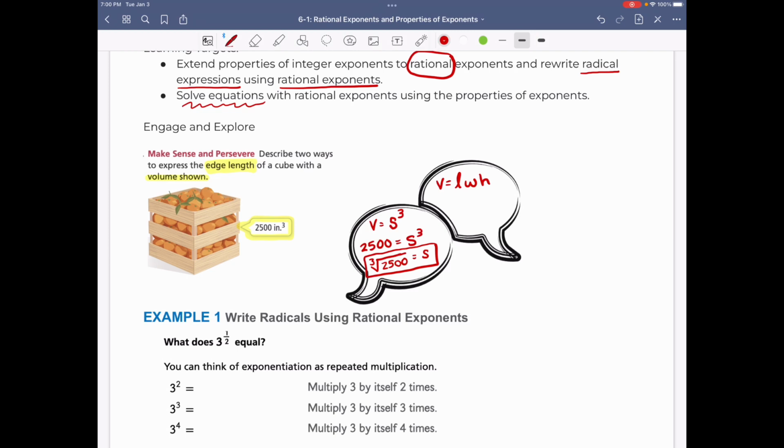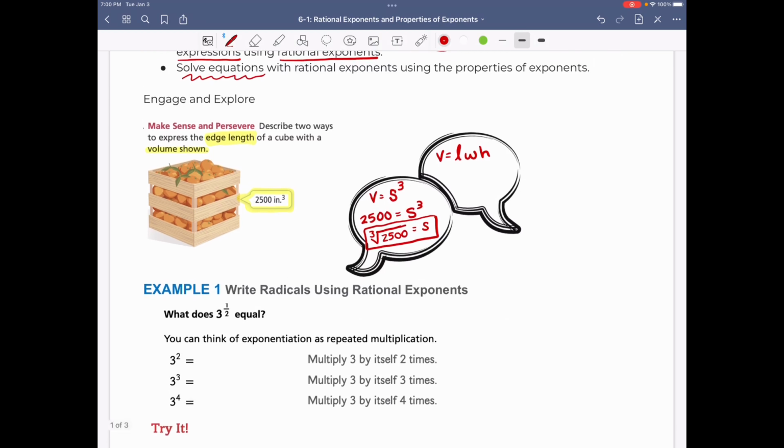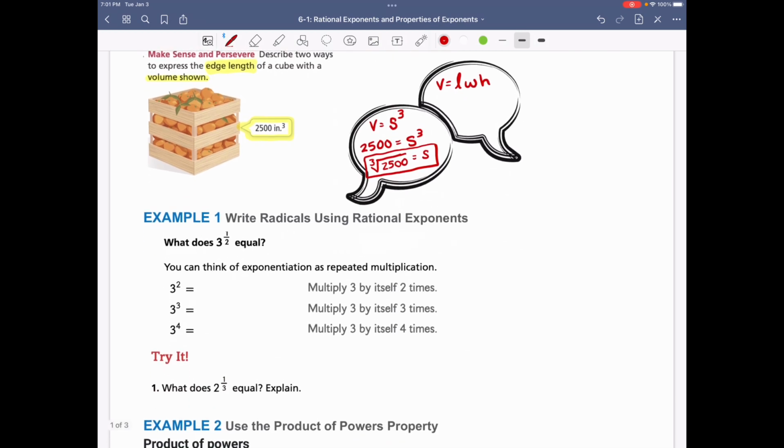And then length times width times height, we can't really solve for length times width times height unless you know that the length, width, and height are the same thing, which would bring us back to the original way that we had. Okay. Example 1.